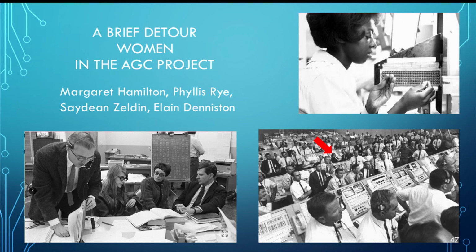On the Apollo Guidance Computer project itself, I'm at least now aware of 4 women: Margaret Hamilton, Phyllis Rye, Sadine Zeldin, and Elaine Denniston were involved in either software development or testing. I mentioned the women that worked at Raytheon actually weaving the rope cores to manufacture the memory. That red arrow there in mission control is the one and only woman that was allowed in Apollo mission control. Her name was Joanne Morgan.